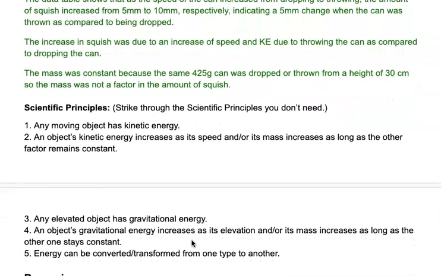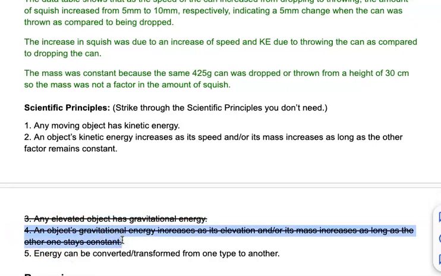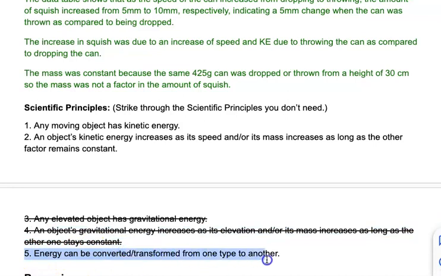Number 3, any elevated object has gravitational energy. Okay, now that one doesn't do me any good, so I'm just going to strike through that one, because I can see that that one's not going to help me with what I'm trying to do. An object's gravitational energy, again, I don't care about gravitational energy in this, so I'm going to get rid of that one. That does me no good. And energy can be converted or transformed from one type to another. Again, a truthful statement, but it does me no good in this particular claim for this CER. So I'm going to get rid of that one.